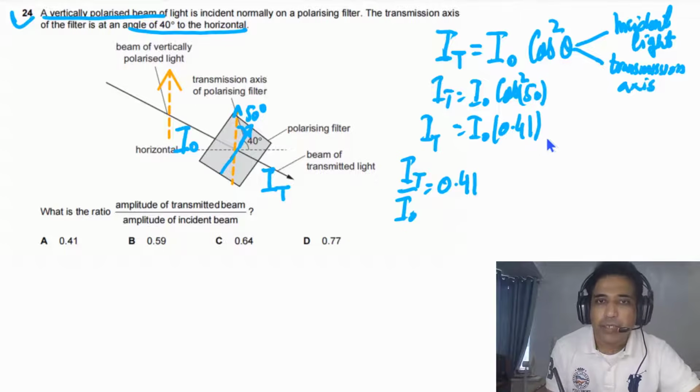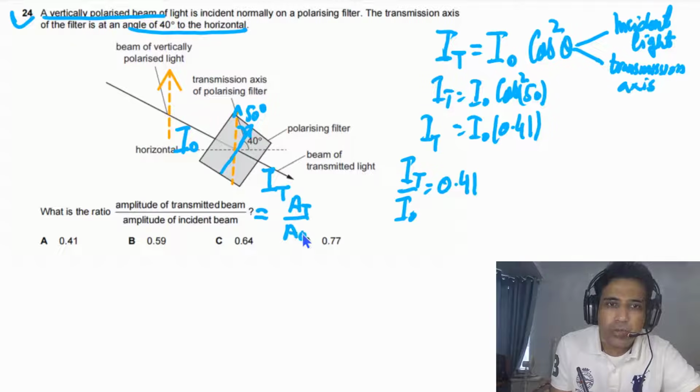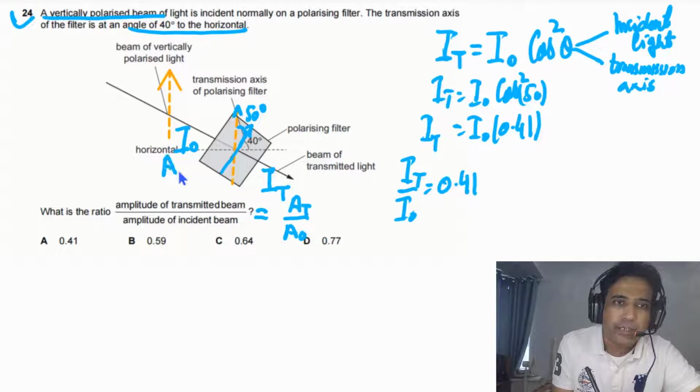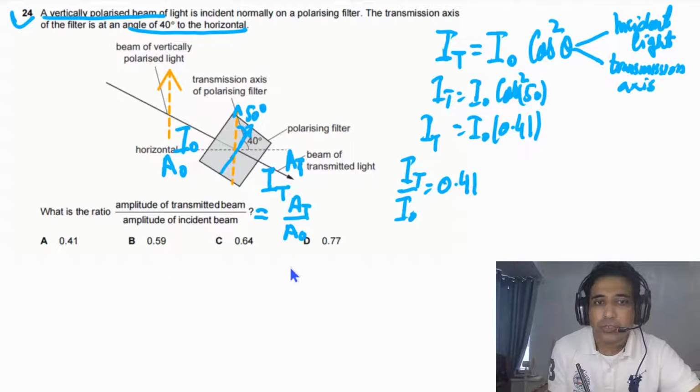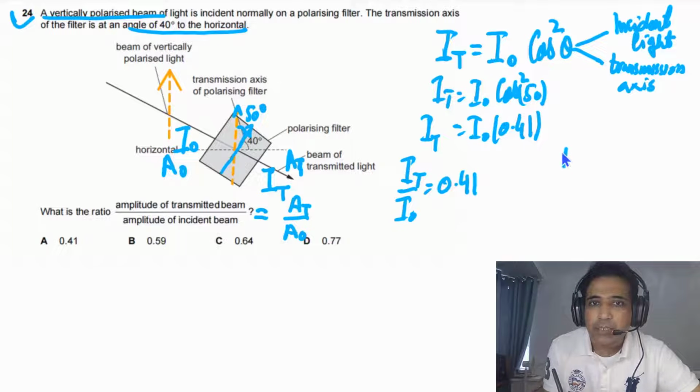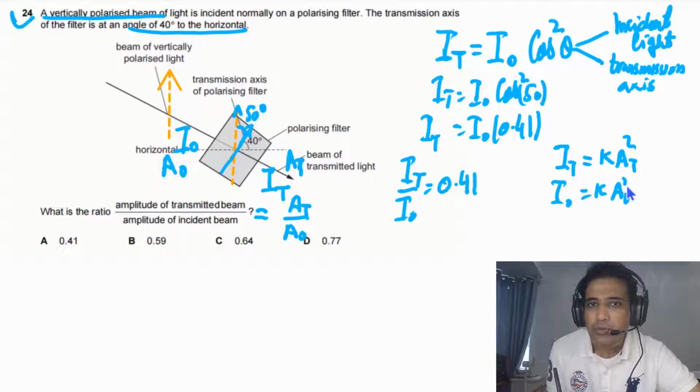Now this is not the final answer. We need to find the ratio between the amplitude of the transmitted beam, AT over A naught. Amplitude of incident light is A naught, amplitude of transmitted light is AT. We have to find the ratio AT over A naught. But we understand that IT is equal to K times AT square, and I naught is equal to K times A naught square.